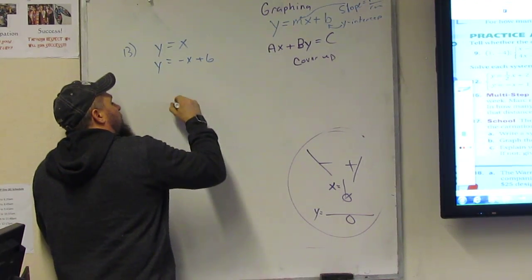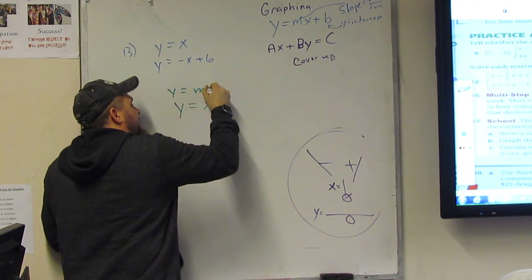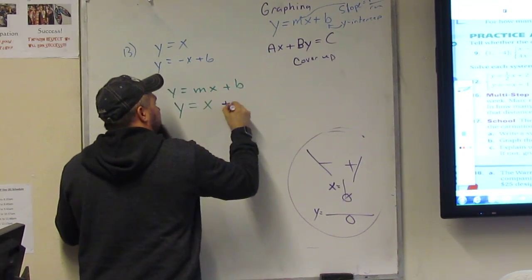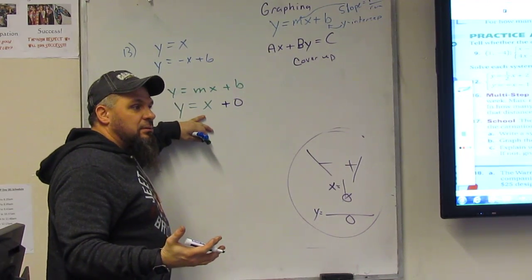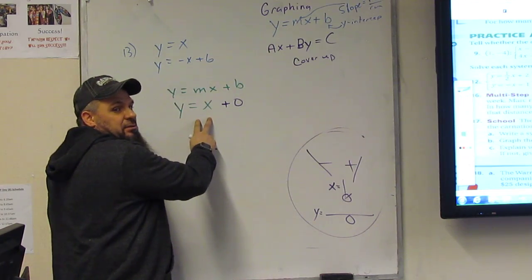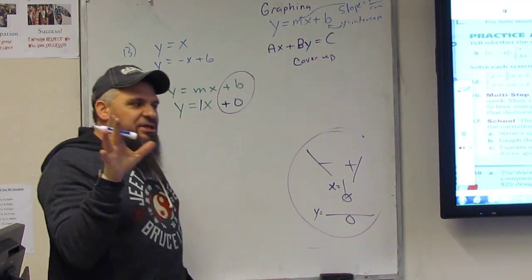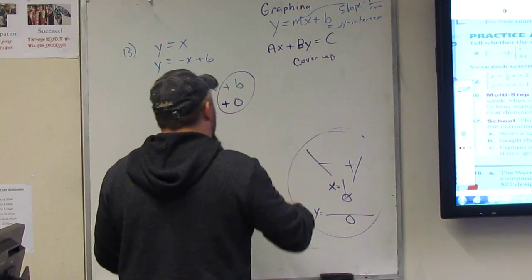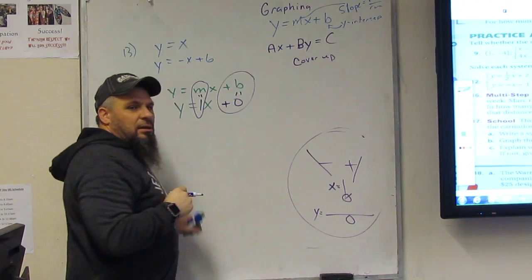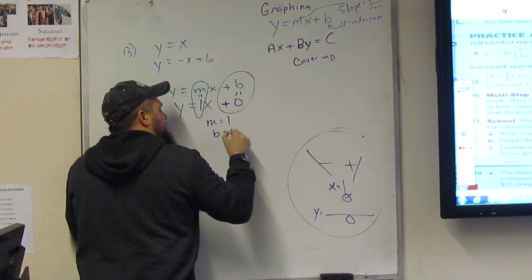Alright. Y equals x. Y equals mx plus b. Now, if I said plus 0, did I change anything here? Nope. Okay? So, what's b in this equation? 0. Now, if I put a 1 in front of the x, did I change anything? Nope. So, what's m in this equation? Just 1. So, in this equation, m is equal to 1 and b is equal to 0.